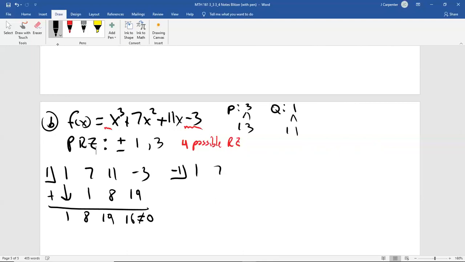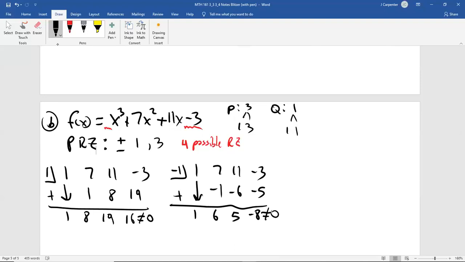So 1, 7, 11, -3. Leave some space, plus sign. Bring down the 1. 1 times -1 is -1. 7 plus -1, or 7 minus 1, is 6. 6 times -1 is -6. 11 minus 6 is 5. 5 times -1 is -5. -3 plus -5 is -8. And that is not the magic number of 0.